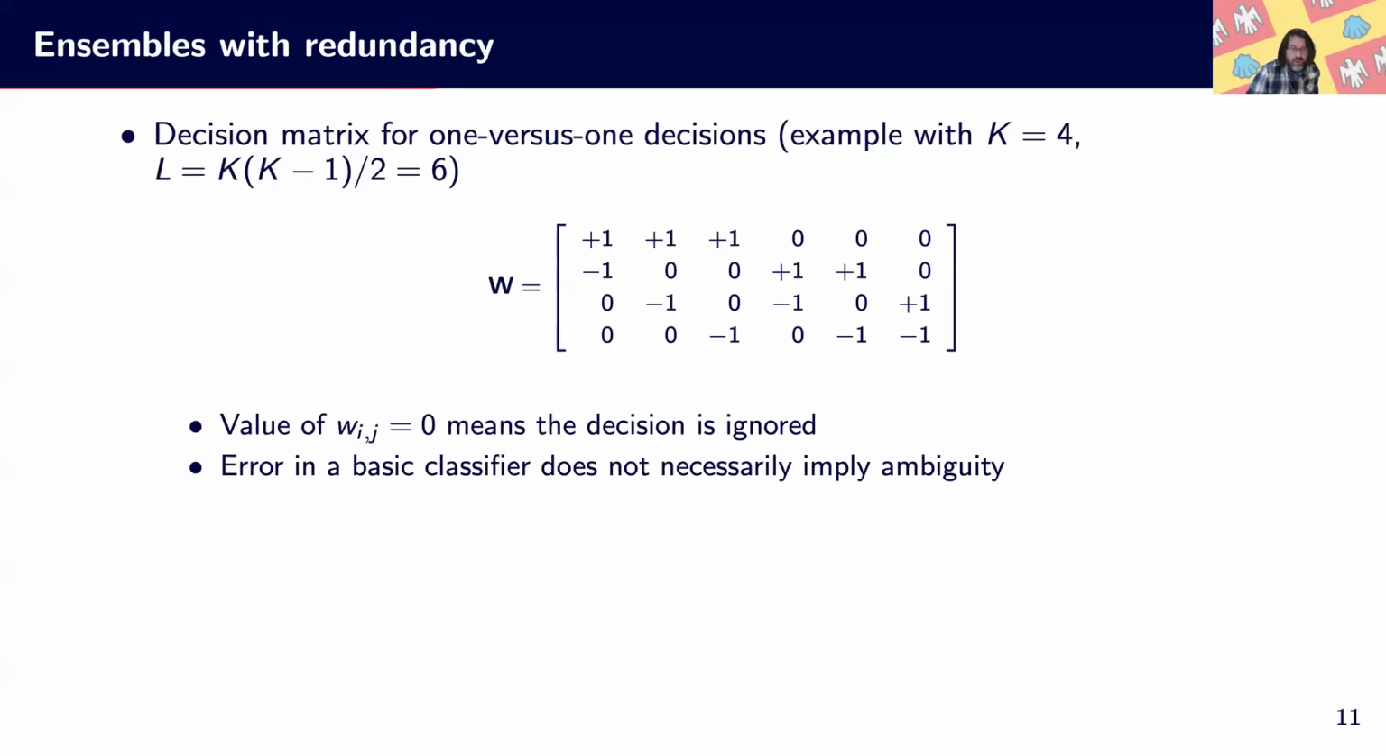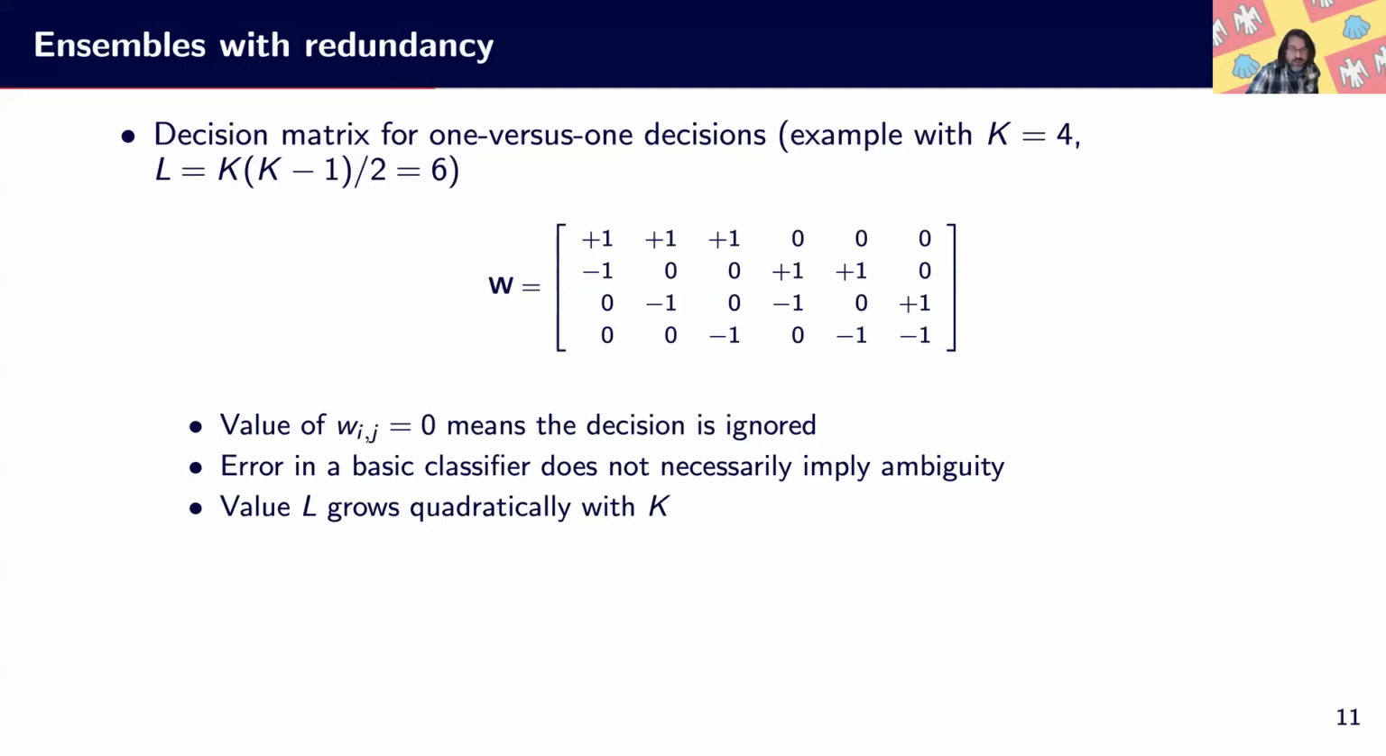And the error in one basic classifier may or may not imply ambiguity. So it could be ambiguous. We can get into a decision where there is no one top class H bar. There are two of these values that are equal for two different classes. So that's possible, but at the same time, it's also possible that even with one model making a mistake, we get a correct decision.